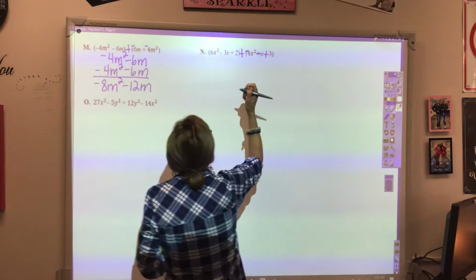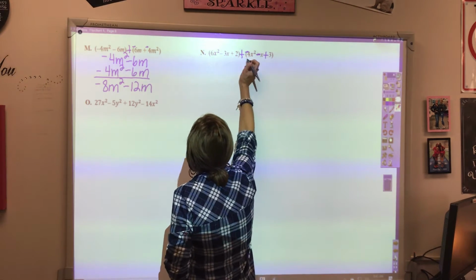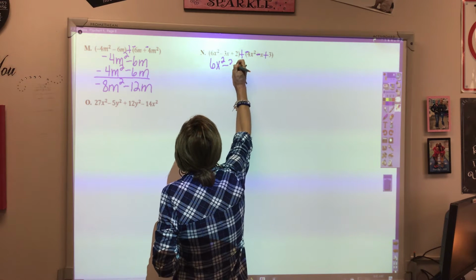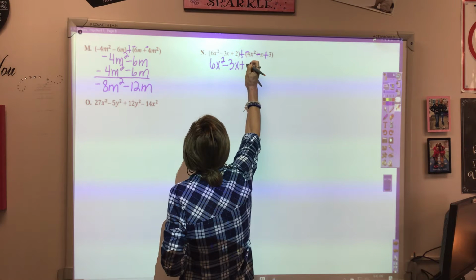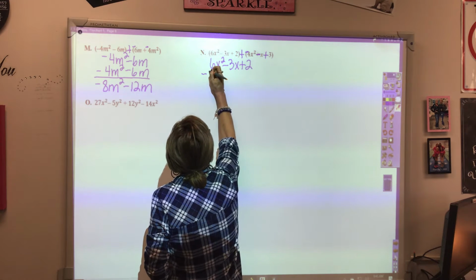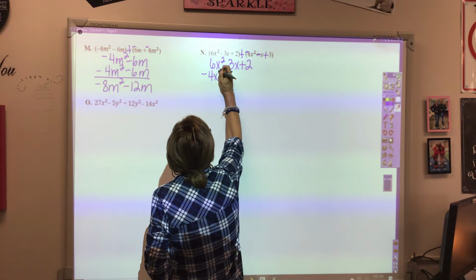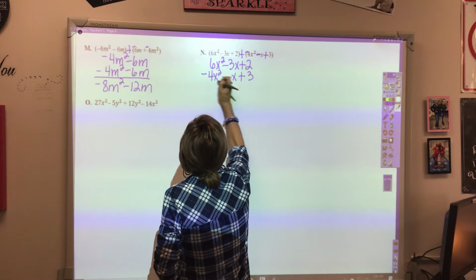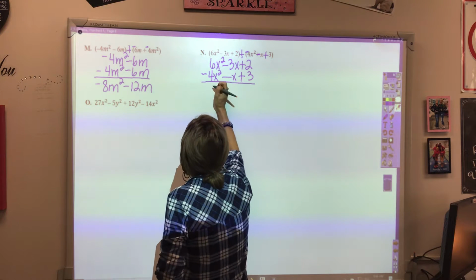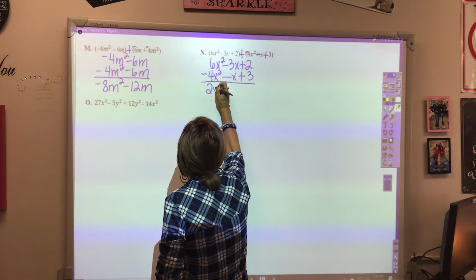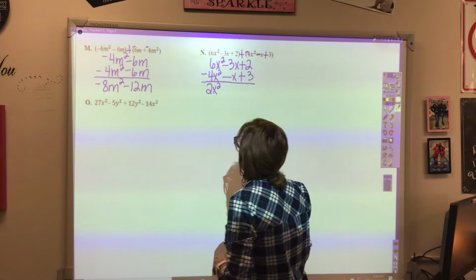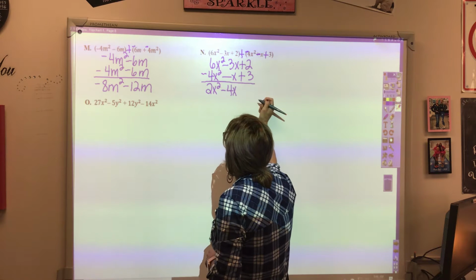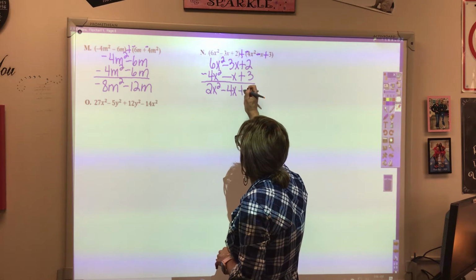On the second example of subtraction, or adding the opposite, write them vertically, putting like terms together, one on top of the other. So this time I would have 6x squared minus 4x squared would be 2x squared. Negative 3x minus x is minus 4x. And 2 plus 3 is plus 5.